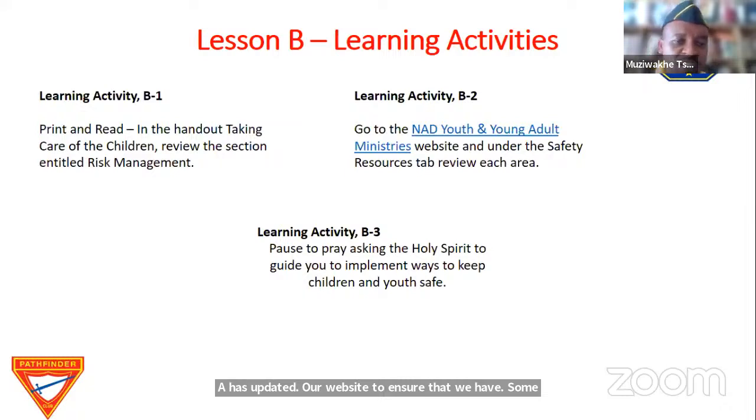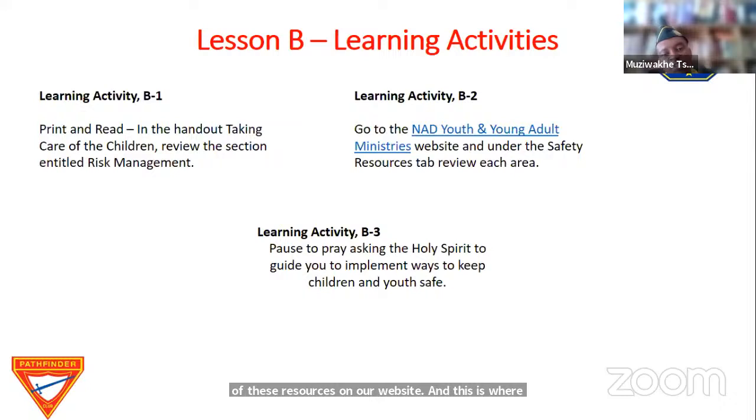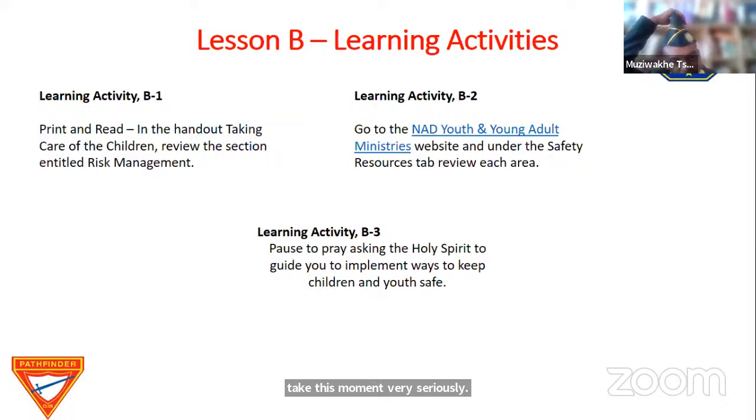And this is where, leaders, we need to pause to pray and ask the Holy Spirit to guide you to implement ways to keep children and youth safe. And we take this moment very seriously. So I'll encourage us to just pause and have this prayer. As we pray, we are praying.